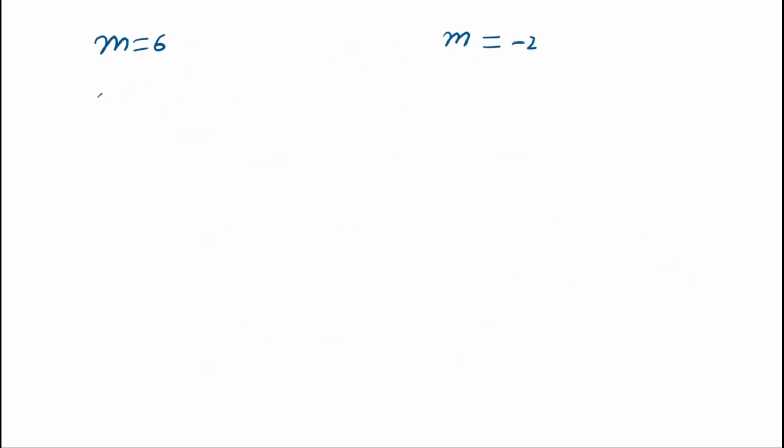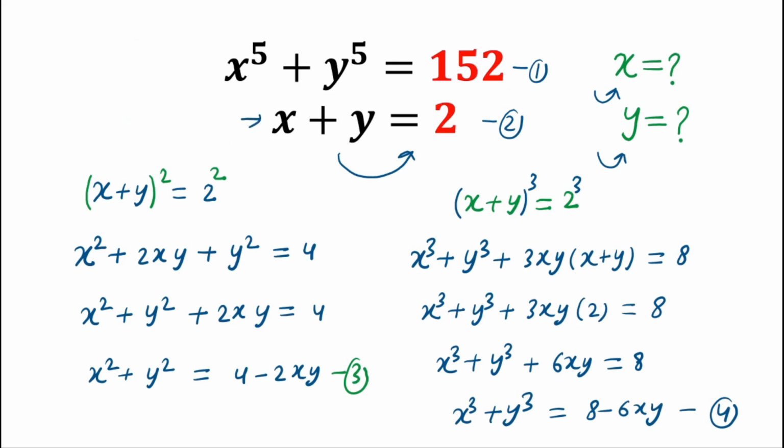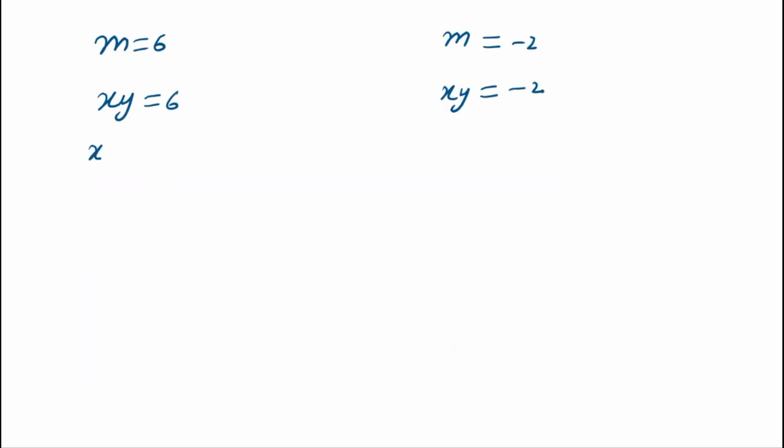And we know that m is x times y, this is equals to 6, and here x times y, this is equals to minus 2. And equation number second is x plus y, this is equals to 2. X plus y, this is equals to 2, and here x plus y, this is equals to 2. This is case first and this is case second. Here we need to calculate value of x and y. So first we will solve case first.